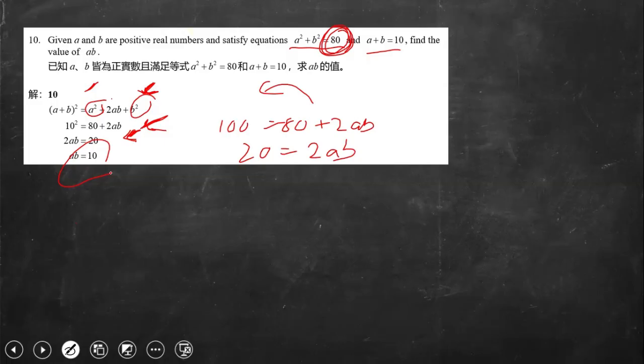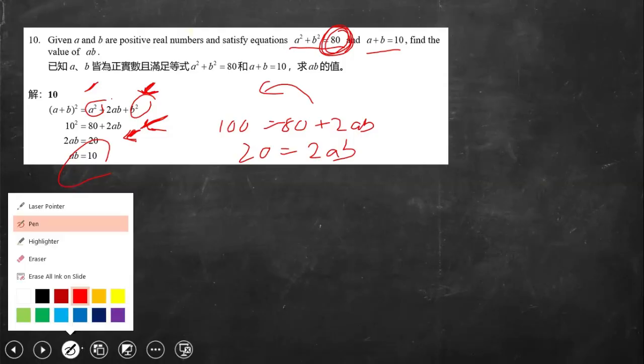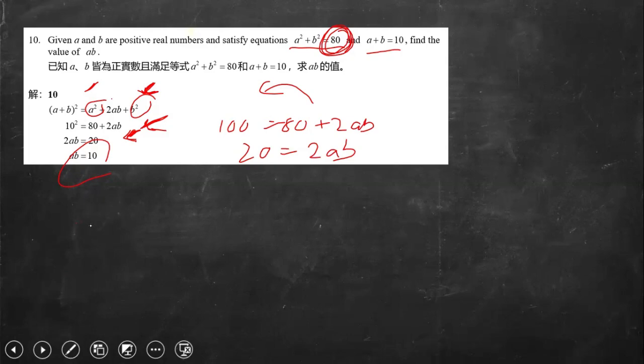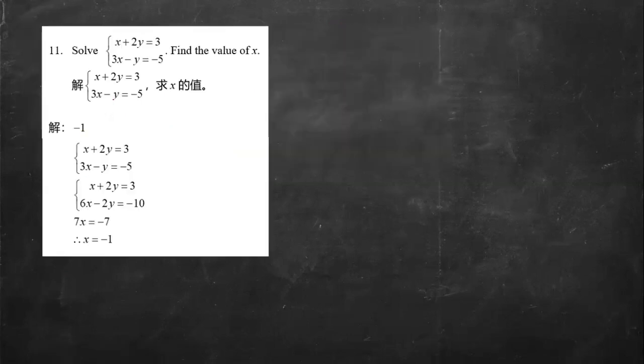Where did you get 2AB? Miss, I just joined. Okay, it's fine. Where did you get 2AB? It's an identity. Okay.